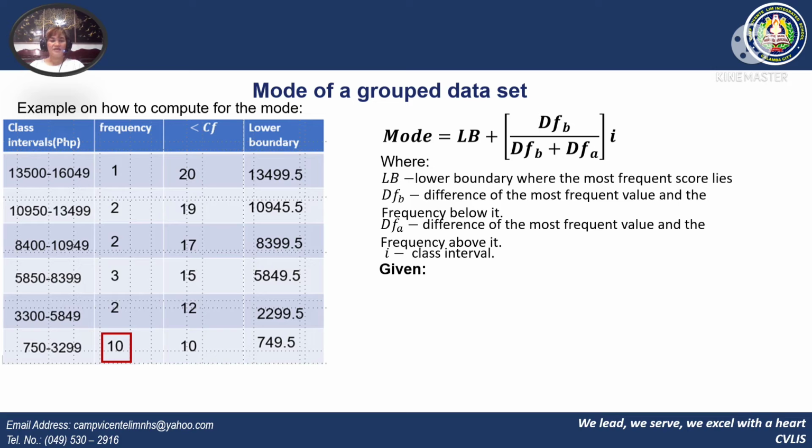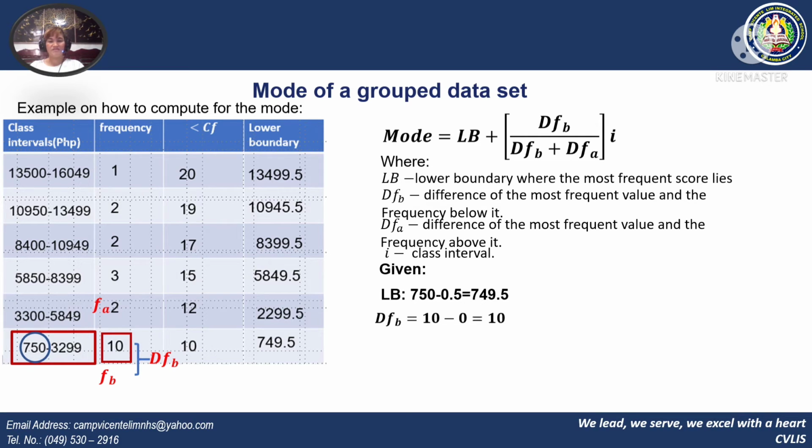which is equal to 10. And this means that the most frequent value lies between 750 to 3,299. So we have the lower boundary, which is equal to 749.50. For the difference of the most frequent value and the frequency below it, you simply subtract 10 by the frequency before, which is 0, which is equal to 10. And for the difference of the most frequent value and the frequency above it, we have 8. Why? The most frequent value is 10 and the frequency above it is 2. Then for the interval, you have to subtract the lower class limit from the upper class limit and then add 1. So we have 2,550.